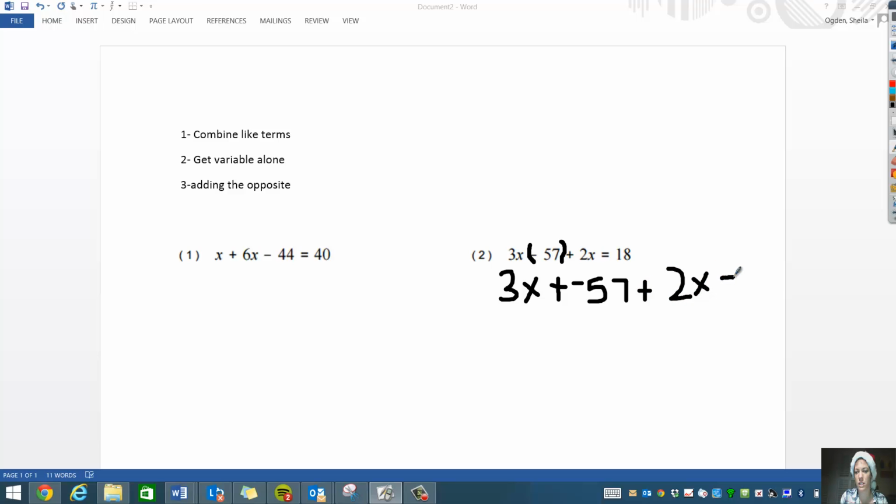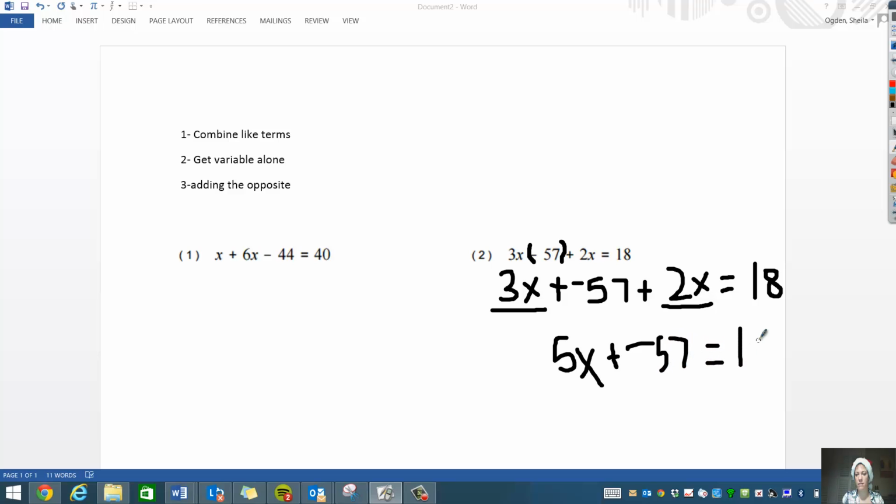This is a review of what we did earlier, probably in February. What I'm going to do is combine like terms. My like terms here, the exact same variable, are 3x and 2x. So this is 5x plus negative 57, and that's equal to 18. My second step is to get the variable alone. The 5x is not alone because this negative 57 is in the way.